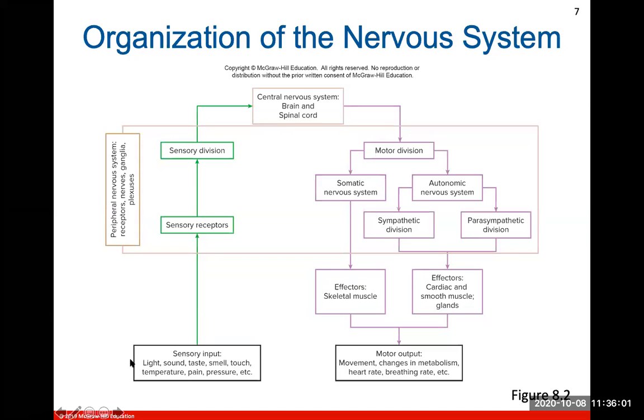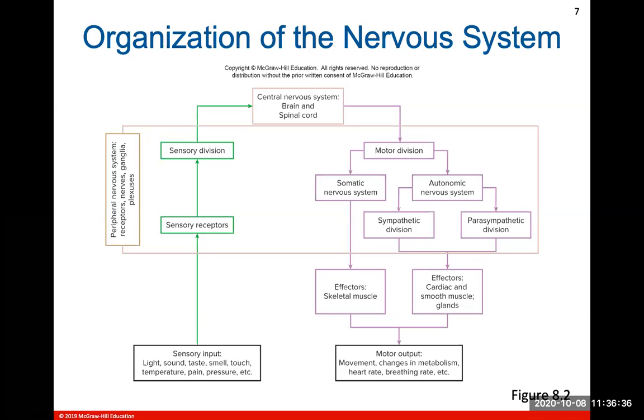So sensory input can include light. Light will touch your photoreceptors in your eye. Sound, taste, smell, touch, temperature, pain, pressure, any of the senses will be picked up by those sensory receptors and sent off into the sensory division, sensory neurons to your brain and spinal cord. The brain and spinal cord then will integrate that sensory stimuli, figure out what it is, process it, and then send out a response through the motor division of your motor system if it needs to.